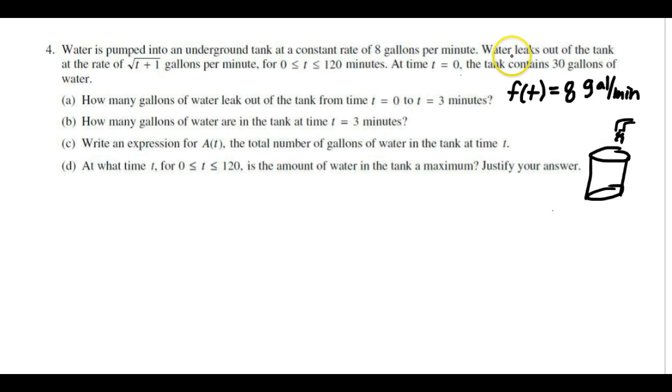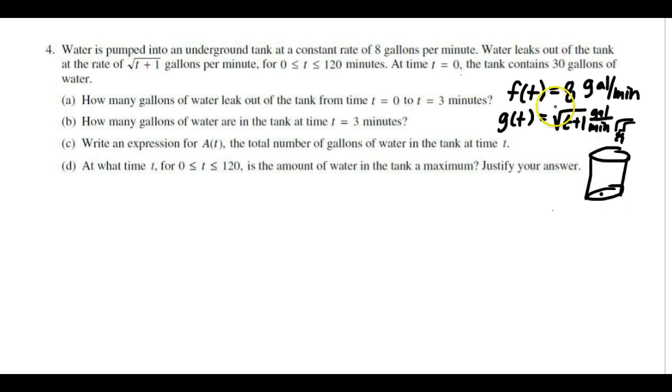And at the same time, water leaks out of the tank at a rate of radical t plus 1 gallons per minute. So that's a separate function. I'm going to call g of t, the other function, radical t plus 1, also in gallons per minute. So at the same time water's coming in, water's also leaking out. So let's imagine that there's a hole in the tank that's, since it's not coming out at the same rate, maybe that hole is expanding. So water's coming out at different rates every single minute.